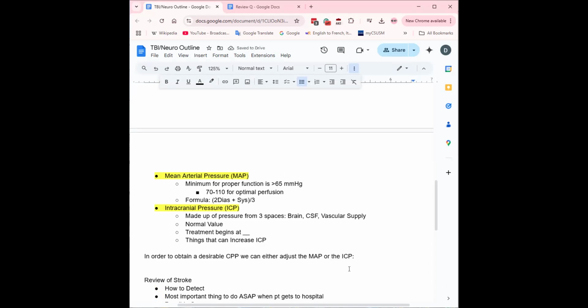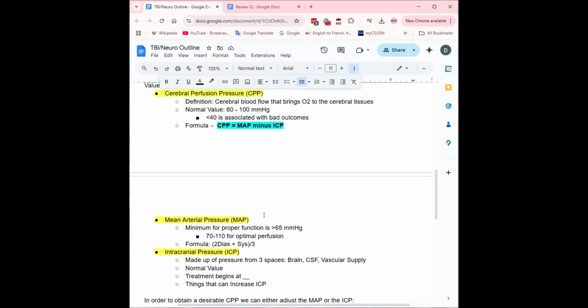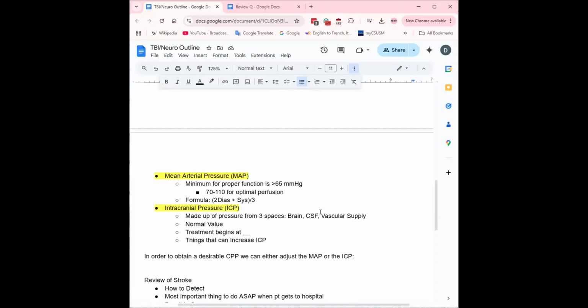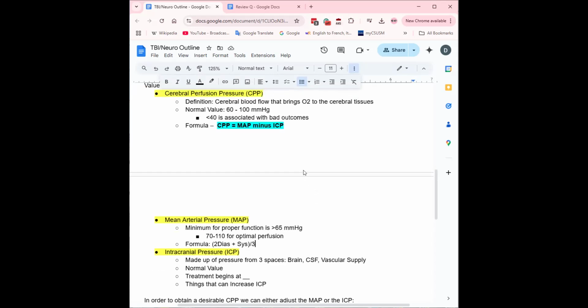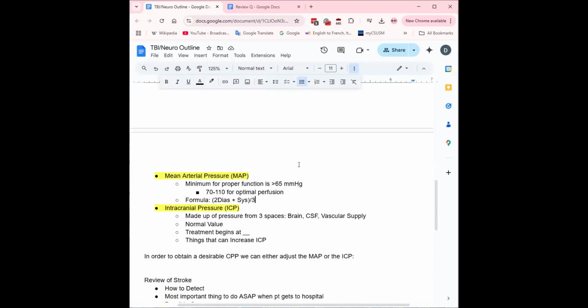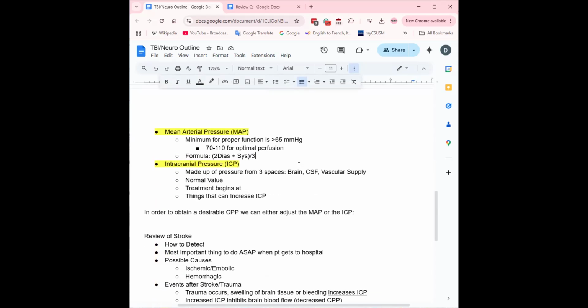So if you can do that, you can find the MAP. If you can get the MAP and you have your ICP, you can figure out your CPP and determine if that's correct or incorrect. But again, you're not doing a CRNA thing, this is just a test for nursing school, so it's not going to be insanely deep. It's pretty surface level for now, and your NCLEX will also be kind of surface level.